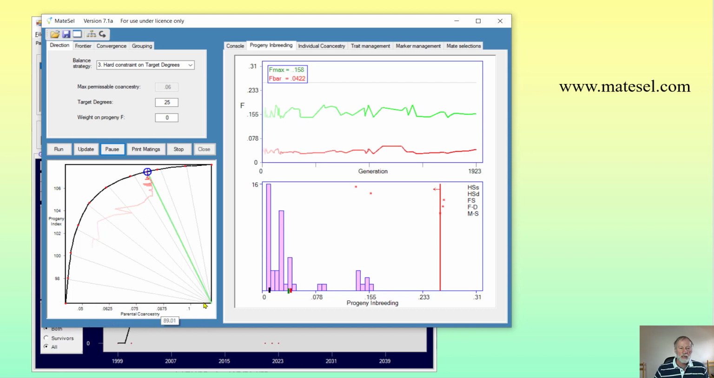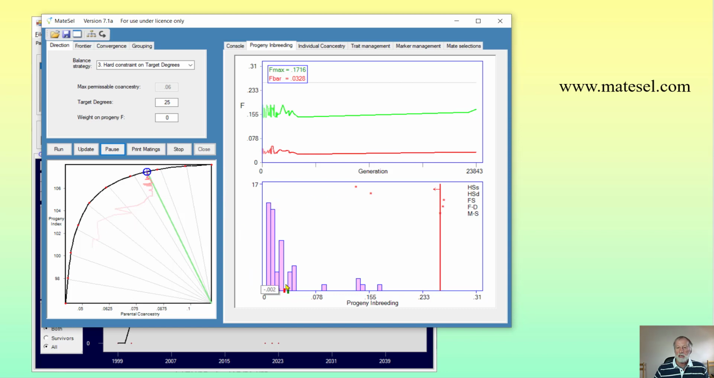Here is parental coancestry on the horizontal axis, and we want to be over to the left here with lower coancestry, higher diversity, and we want to be higher here with higher progeny index. So the policy for managing parental coancestry is managed by target degrees, in this case 10, 20, 25 degrees. And we're going to have treatments of 0 degrees, 25 degrees.